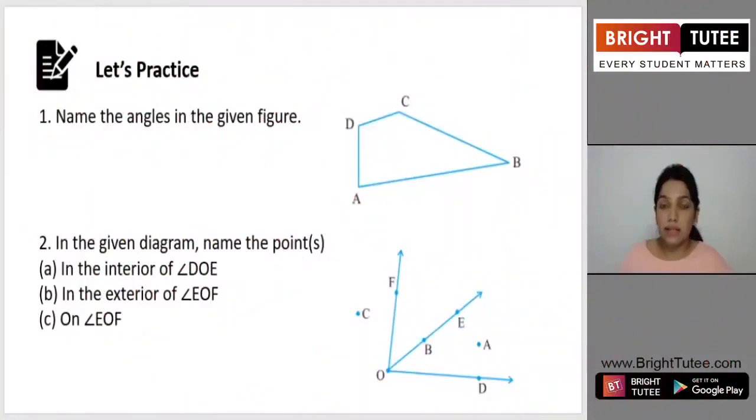Name the angles in the given figure. Clearly what we are given here is a quadrilateral, right? So name the angles. How many angles do you see? Look at this first angle here, the angle that is formed by the two lines AB and AD. They are meeting here at the point A. So I can name this as angle A, or I can write this as angle BAD.